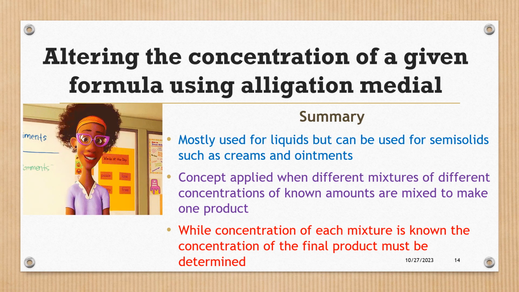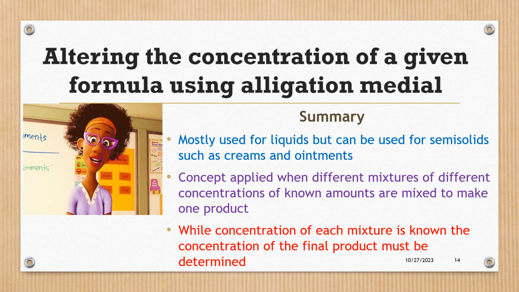Now, while the concentration of each mixture is known, the concentration of the final product is what we're really interested in. So yes, I know I did add 10% of one item and then 5% of another item, and I added this quantity of the first item and that quantity of the second. But really and truly, what is most useful here is the resulting concentration that you will get when you mix those products.